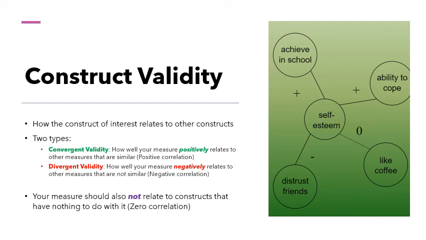Now, with construct validity, there's two parts of it. There's convergent validity, so how well your measure positively relates to other measures that are similar. So this is a positive correlation. So we expect higher self-esteem to positively correlate with a higher ability to cope. So as your self-esteem rises, your ability to cope rises as well.